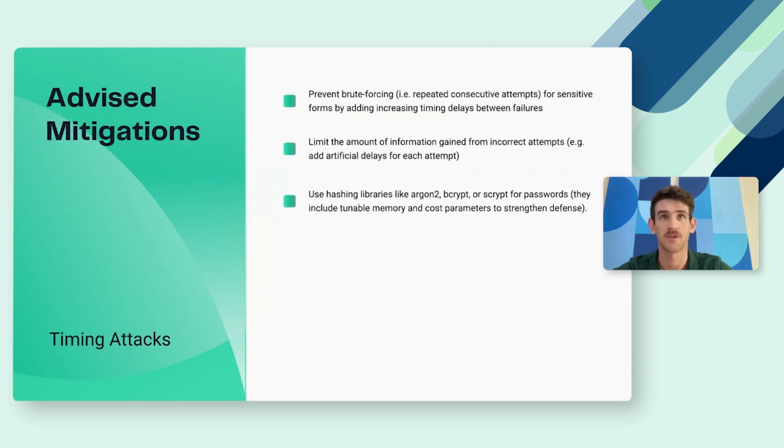So some mitigations you can pursue are preventing brute forcing. Apple does a pretty good job of this when you try to unlock your iPhone or your Apple Watch with the wrong password multiple times by adding delays between each attempt. You can also limit the amount of information gained from an incorrect attempt by adding artificial delays for both the quick cases and the slower cases when you actually have to validate more checks. And there are some libraries like Argon2 or bcrypt that include some parameters to strengthen your defenses so you can ensure you're not leaking any implementation details in your response times.